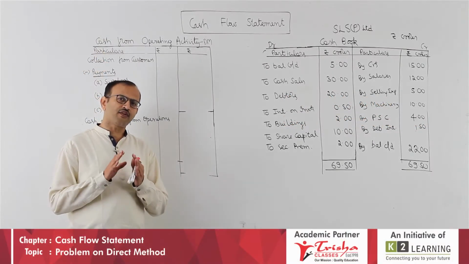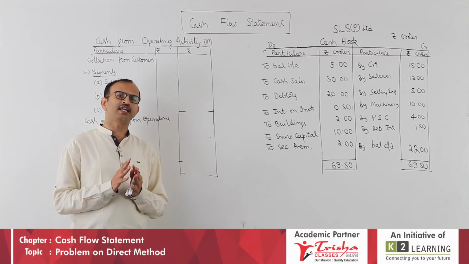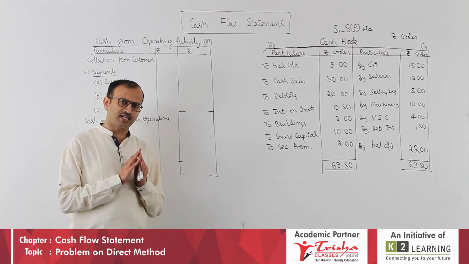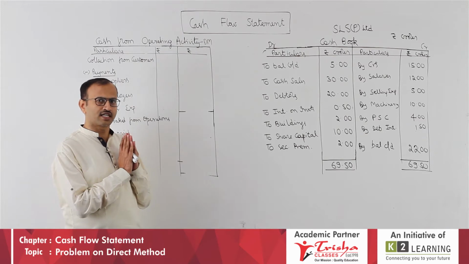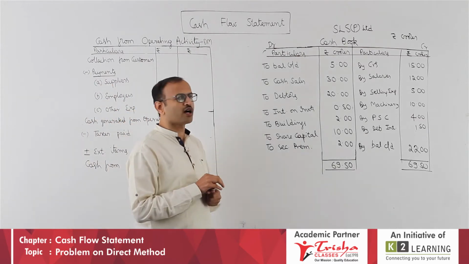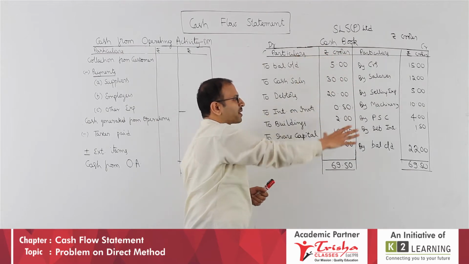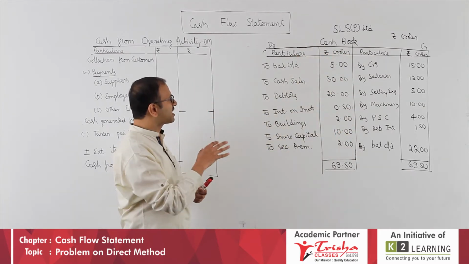Students, we learned the format of direct method and indirect method. Now, let us work out a problem on direct method. So, one example is taken here. There is a cash book of Siddhant Learning Solution Private Limited. Its receipts and payments are given. Let us quickly glance at it.